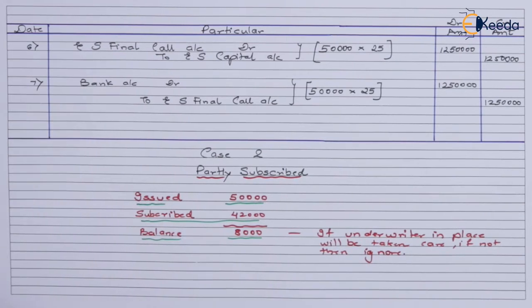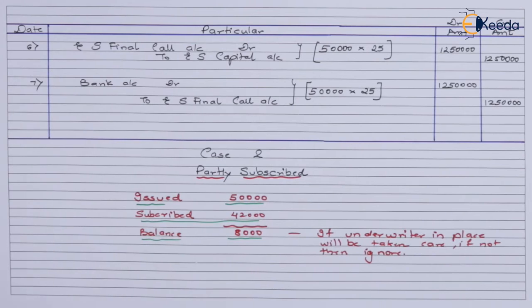If there is any underwriter available, then that will be taken care of by them. If there is no underwriter available in the question, then ignore this 8,000 completely. There is no reason to look into this. Whatever amount you have received will be mentioned as bank account to equity share application account, and then that same amount will be transferred to equity share capital, because it doesn't matter how much was due on the application. It depends completely on how much subscription we have received.